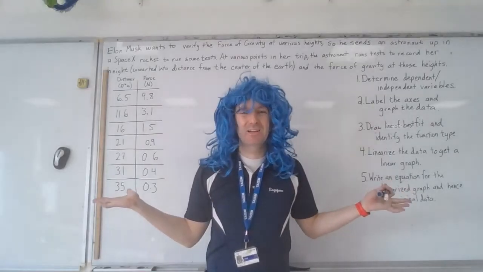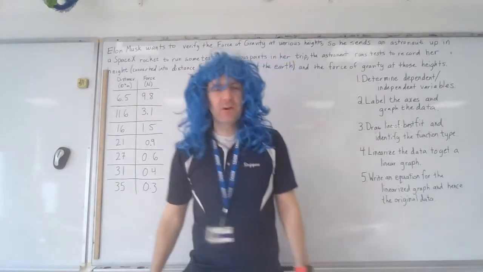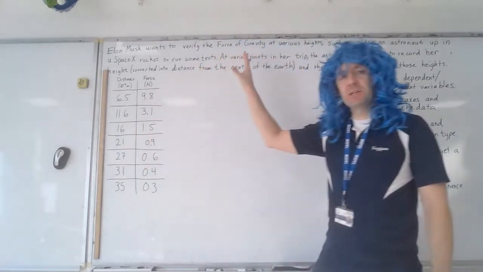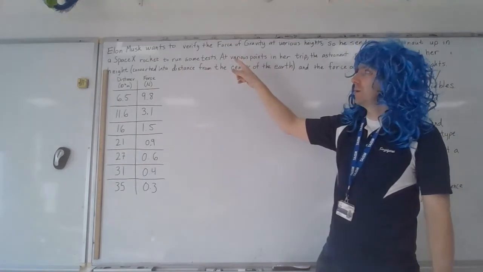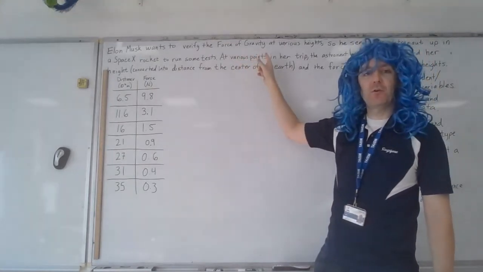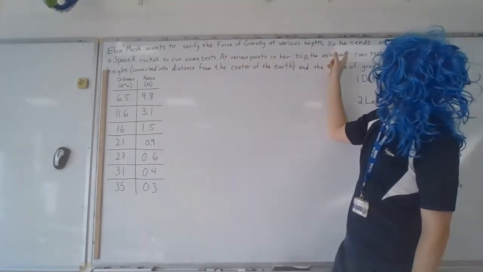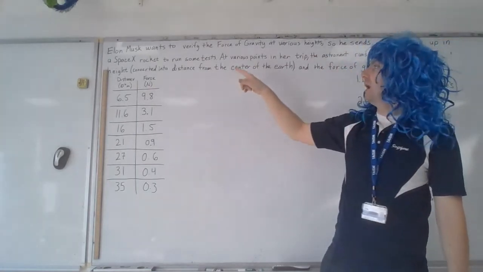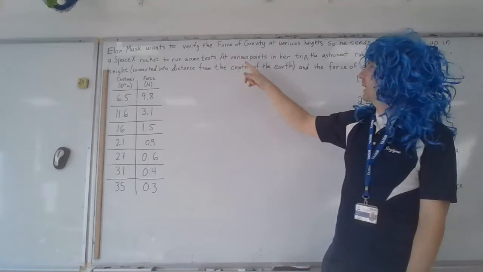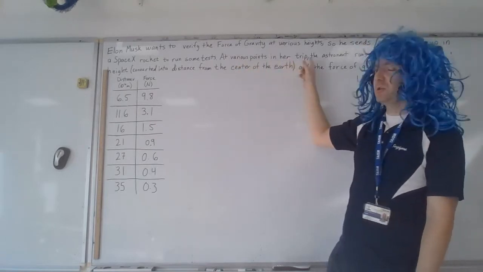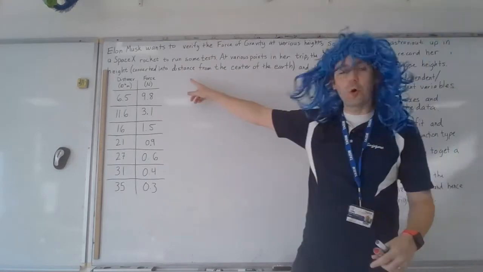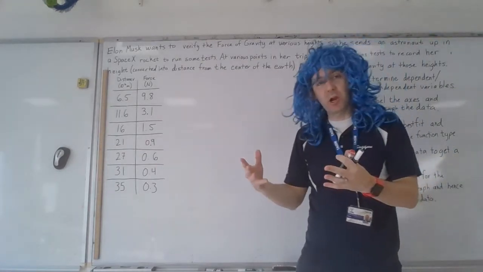All right, guys, here's the next question. This would be a little bit different, but we're going to follow basically the same process. All right, so we've got our situation again. We've got Elon Musk wants to verify the force of gravity at various heights. So he sends an astronaut up in a SpaceX rocket, and they run some tests. Okay, at various points in her trip, she measures the force of gravity and records her distance from the Earth.